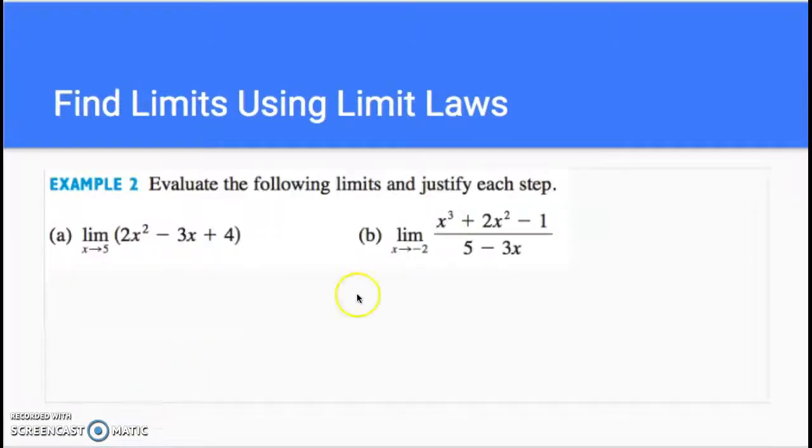In example 2, all you're going to do is evaluate the limits using direct substitution. So you're going to plug in 5 for the x's, and over here you're going to plug in -2. So go ahead and try that, and then pause the video and check with the answers that I get.